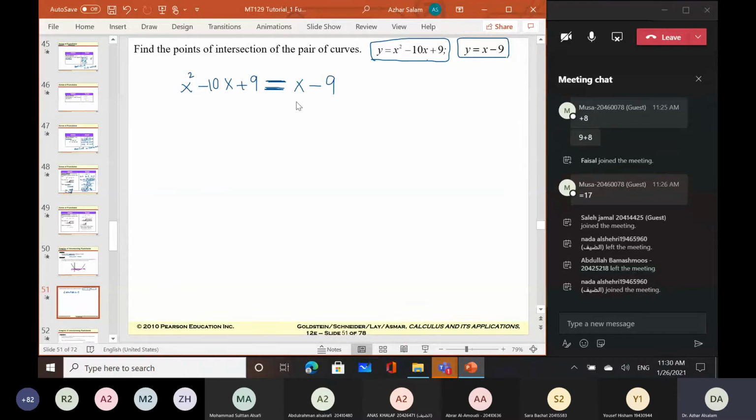Then to solve or simplify, I just arrange. Okay, so I will move each term here to the other side. I will move x and also I will move 9 and arrange. So here x squared minus 10x plus 9 minus x plus 9. I just moved them to the left side and changed the sign, equals 0. I do this.